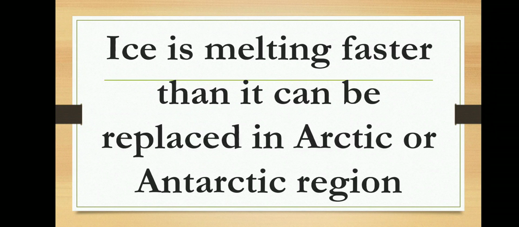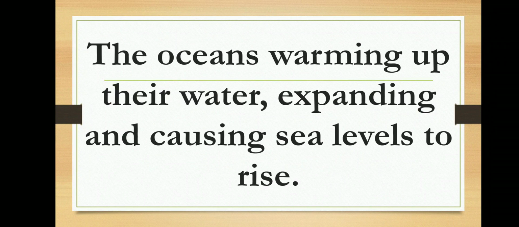Now let us see the effect of global warming. When we summarize, what is that? Ice is melting faster than it can be replaced in the Arctic or Antarctic region. Means the rate of melting of ice is faster than the rate of ice forming in the Arctic or Antarctic region. So when ice is melting, what's happening? The oceans are warming up, their water expanding their shores and causing sea levels to rise.